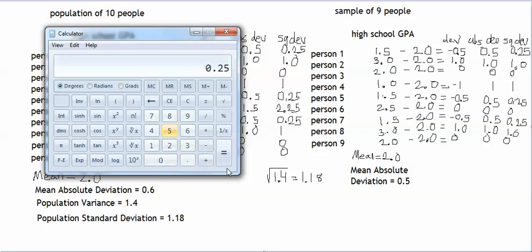And if you take the square root of the sample variance, which we got by adding these squared deviations and dividing the total by 8, you would get a sample standard deviation. So the square root of the sample variance is the sample standard deviation. It comes out to about 0.685. We can round it up to 0.69.